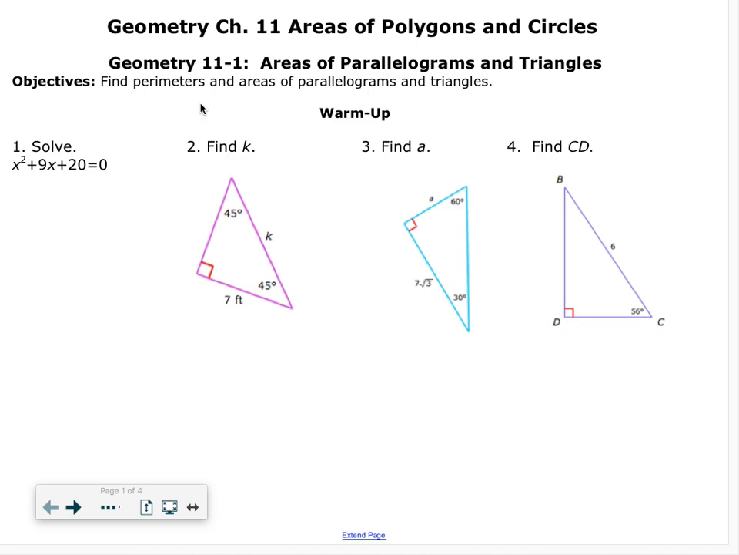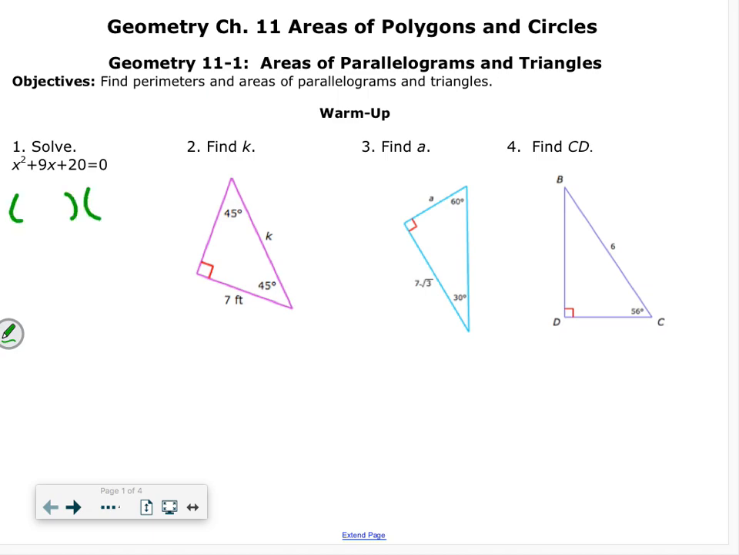We're going to take a look at Chapter 11. Chapter 11 is all about areas of polygons and circles. So this whole chapter focuses on area. We are going to need to make sure we know some of these things from previous chapters before we get started. You did a worksheet, hopefully, on the factoring.